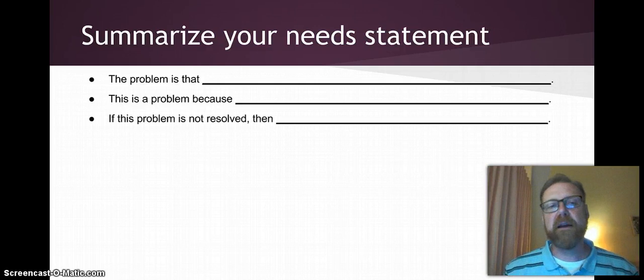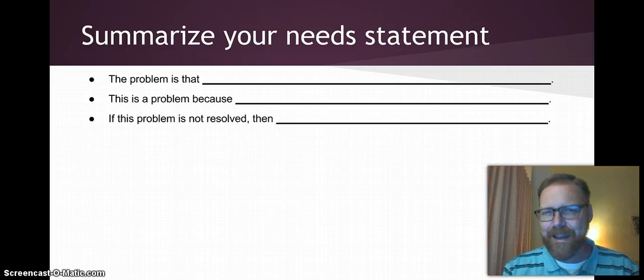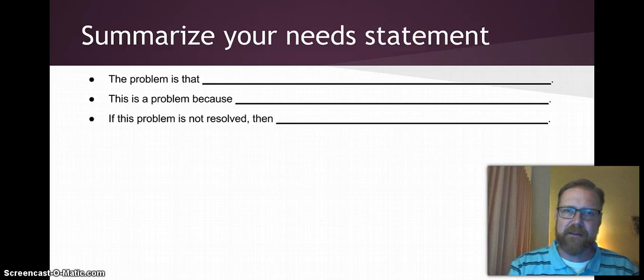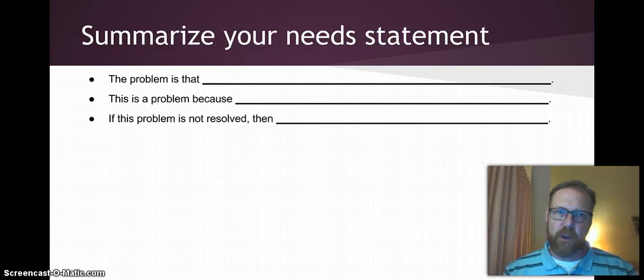Add to that by talking about if your problem isn't resolved, then what? Something drastic is going to happen? If not, maybe it's not really a need. Maybe it's just a want. But I think you want to make it a need. So try to think about what would happen if the problem isn't resolved or if this need isn't met. This gives real impetus for why your innovation is so important.